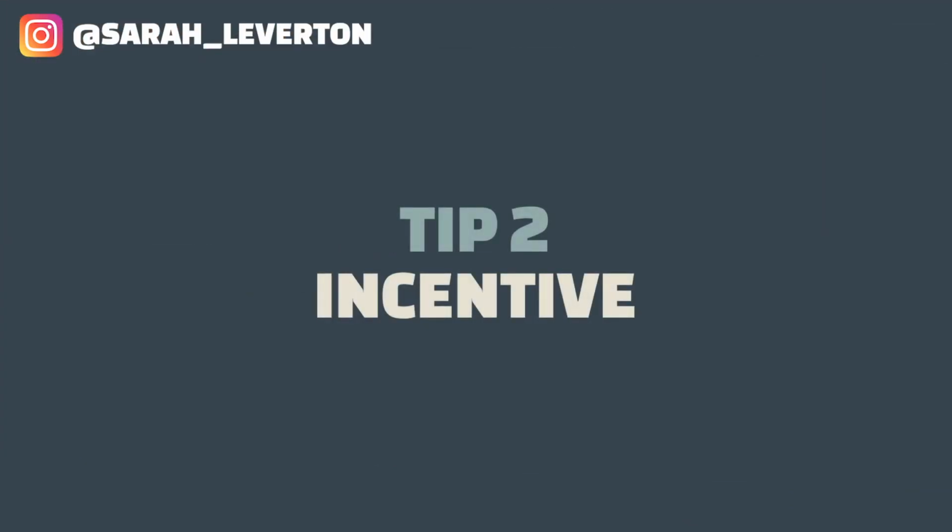Tip number 2 is having some sort of incentive. So it could be that you have your Customer of the Month competition, and every month you go through all of the user-generated content and you pick out one customer that's your Customer of the Month and they win a prize.